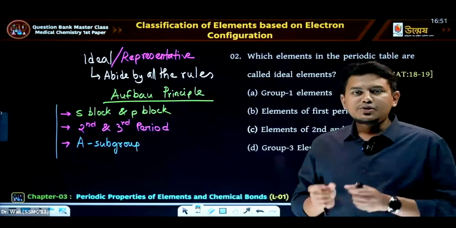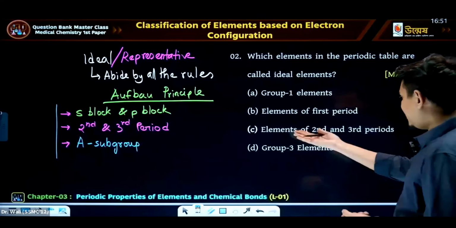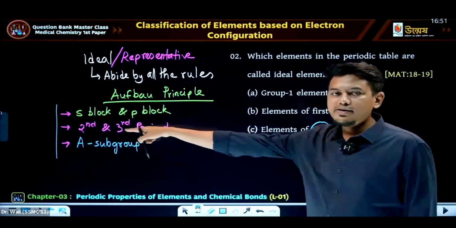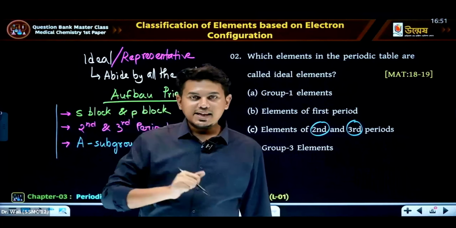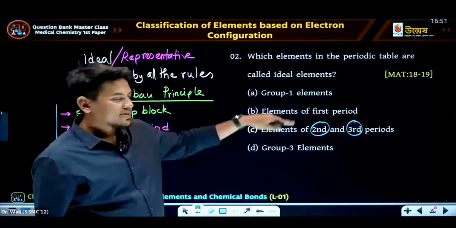Elements of the first period also contain only S and P block, which are hydrogen and helium, but we are opting for a better answer. In case of option C, we observe that it says elements of second and third period, which is already stated here. In the second and third periods, we have a total of 16 elements which are ideal. So option C covers more elements than the rest of the options.